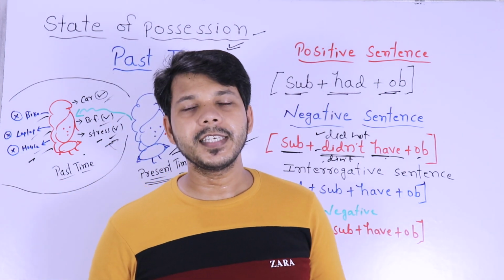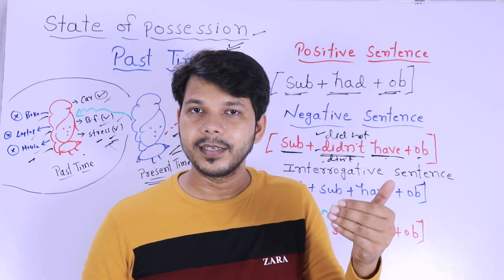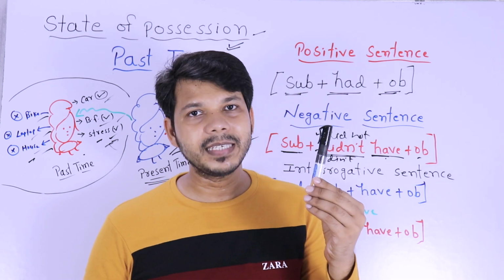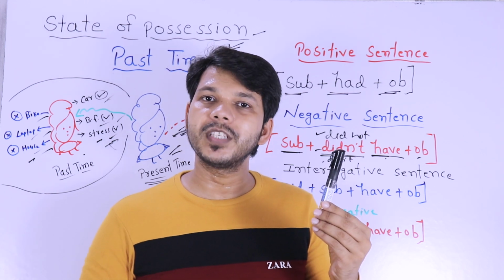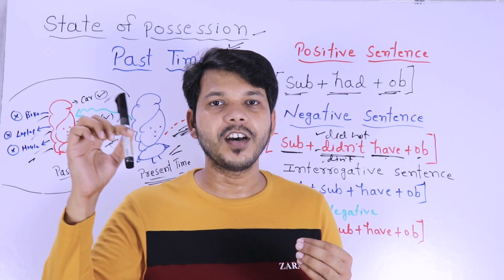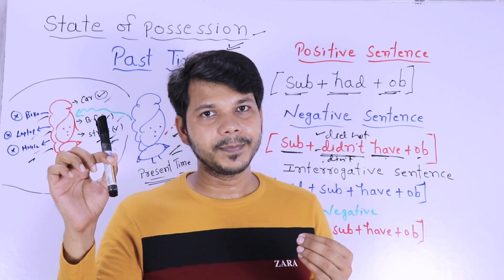For positive sentences you have to say had, like I had a marker yesterday. For negative sentences you have to say didn't have. I didn't have a marker yesterday. You got it, guys? Okay.